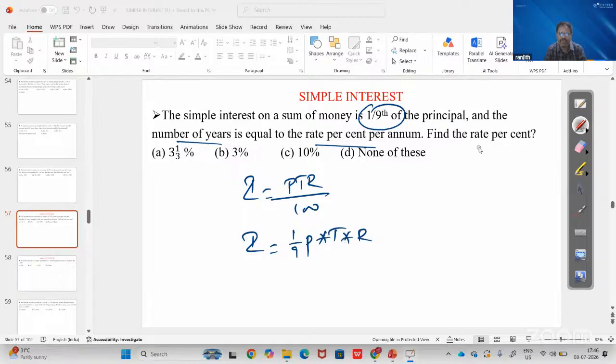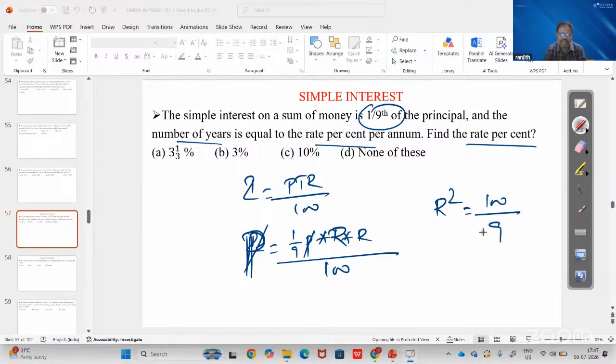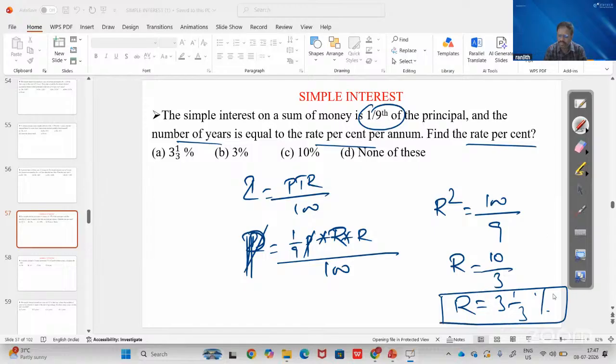What we need to find out is the rate of interest. So I'm writing R into R. Here also I'm taking P, the principal we are investing, by 100. If I cancel P and P, then I get R square equal to 100 by 9. So R square equal to 100 by 9, then R equal to 10 by 3. Then the rate of interest per annum equals 3 1 by 3 percentage.